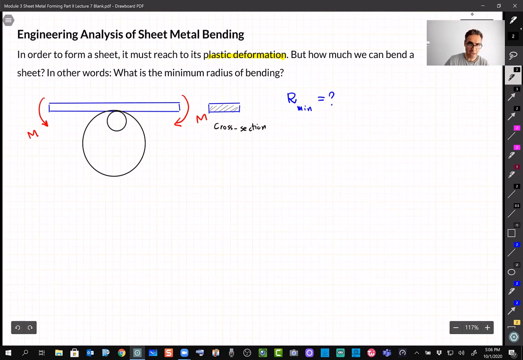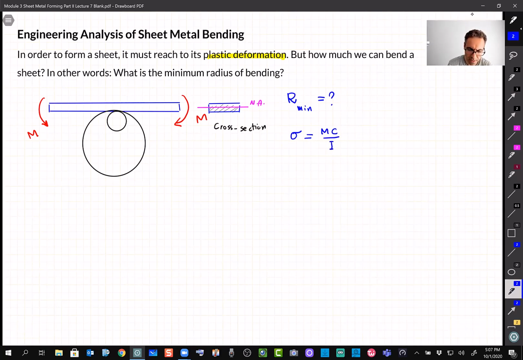Right? So when we bend something, let's assume that this is a beam for simplicity. When we bend something, we learn that there is something we call a neutral axis, which passes through the centroid of the cross section. I hope you guys remember that. And we learned a formula. Under bending, the stress is going to be MC divided by I, where C is the distance from the neutral axis. Let me show it here.